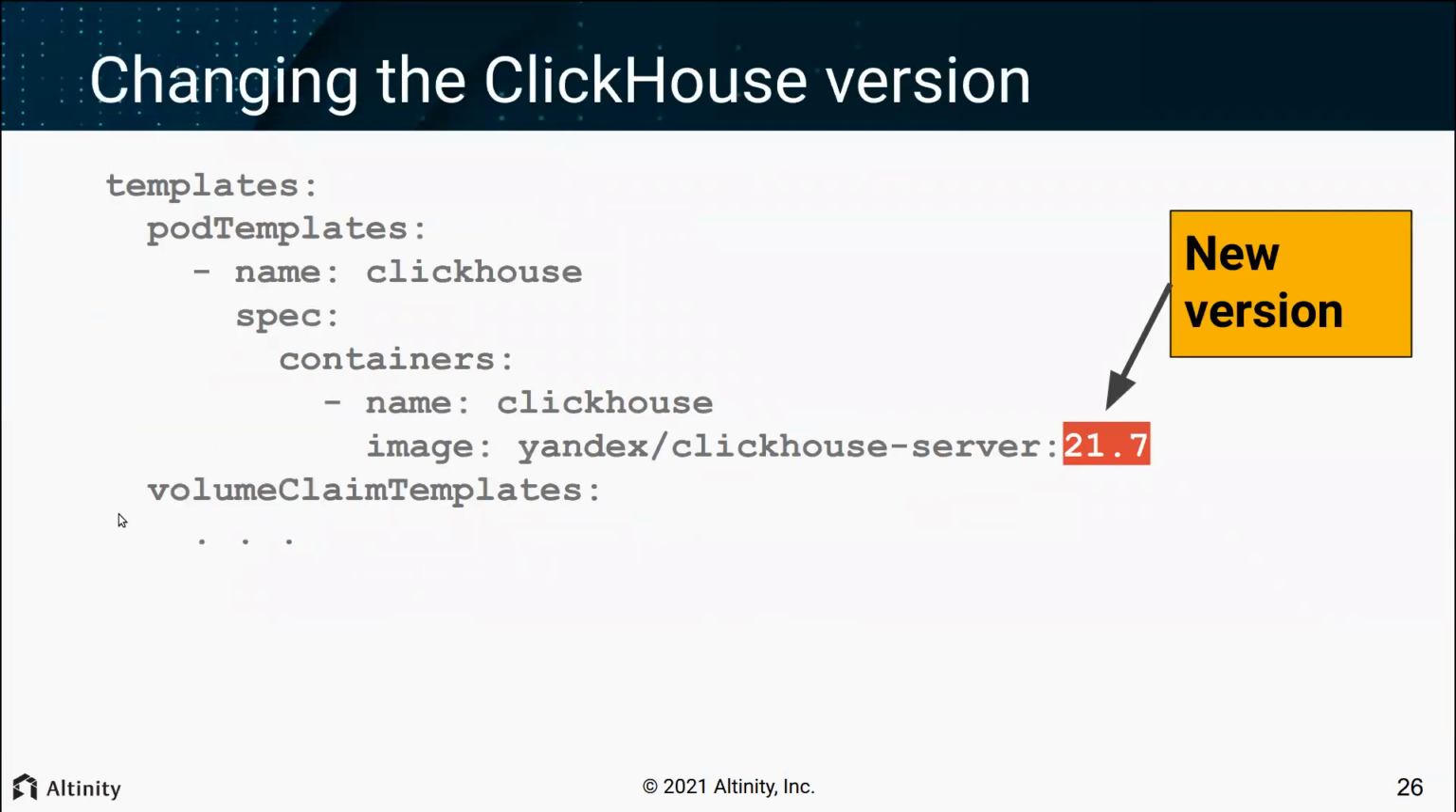Final thing is, how do we change the ClickHouse version? Very simple. All we have to do is go ahead and change the pod version, and voila, when it sees this file, it'll pull the appropriate pod. So these are simple ways that you can improve your ClickHouse cluster using Kubernetes, using the specification file.